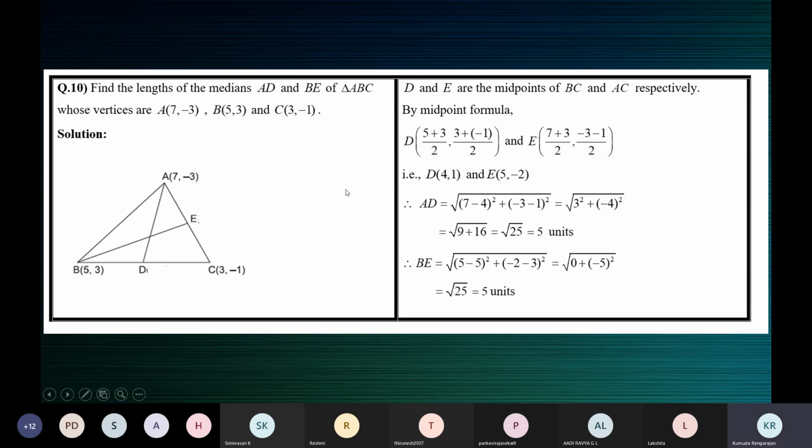Similarly, do for D, find the coordinates of D, and then use the distance formula. To find AD, you must use the coordinates of A and D in the distance formula to find the length of the line segment AD. Similarly, to find the length of the line segment BE, you must use the coordinates of B and E.